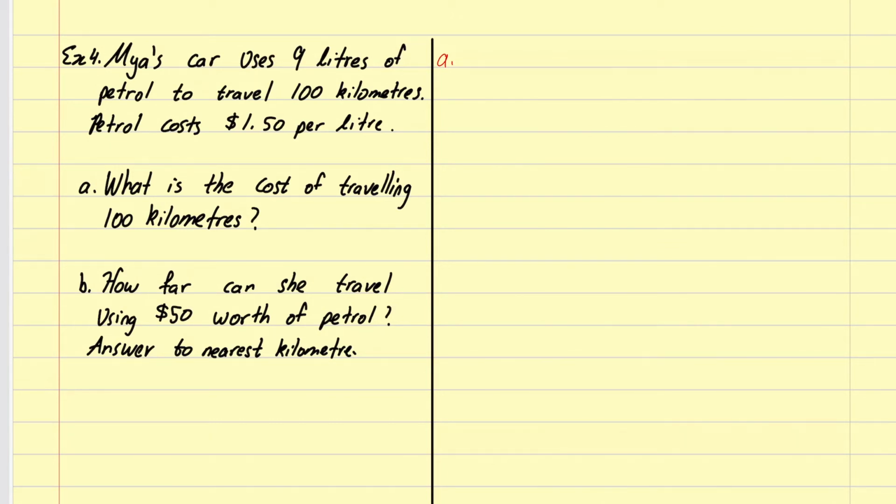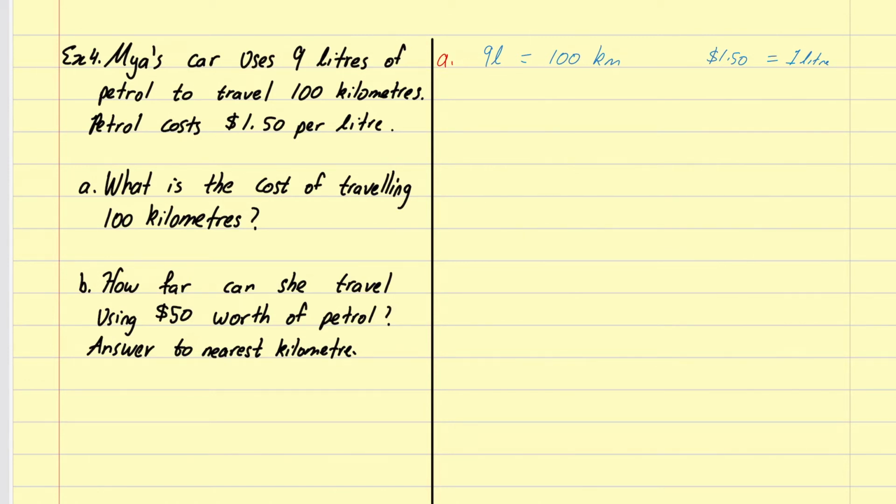Okay, now before I get stuck into the question, let's analyze what the question's saying. It's saying Maya's car uses 9 liters of petrol to travel 100 kilometers. So that means 9 liters equals 100 kilometers of distance. Now we also know that petrol costs $1.50 per liter. So $1.50 is equal to 1 liter. Now part A says, what is the cost of traveling 100 kilometers?